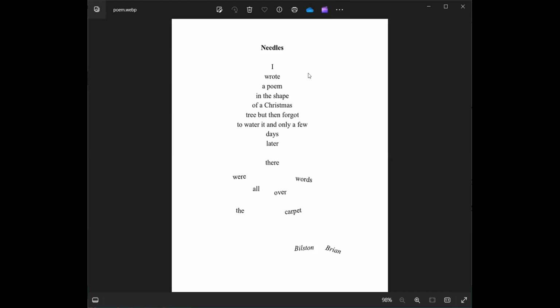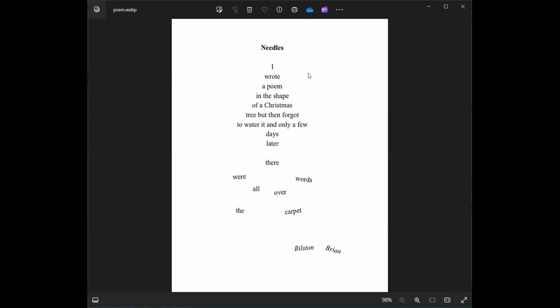So does this look different to, for example, a letter or a newspaper article? How is it different? Yeah, so the layout, the way the text is laid out. Good. So the text is laid out in an eye-catching way.